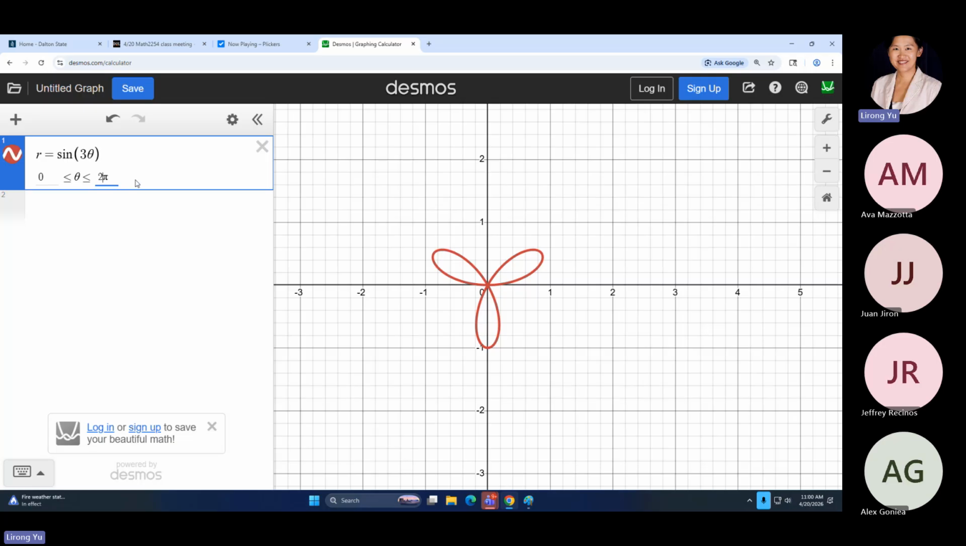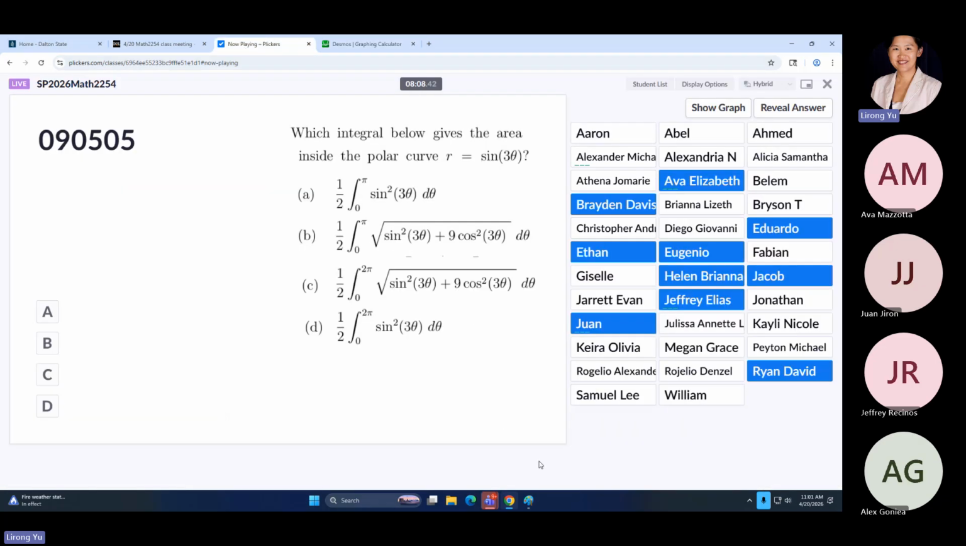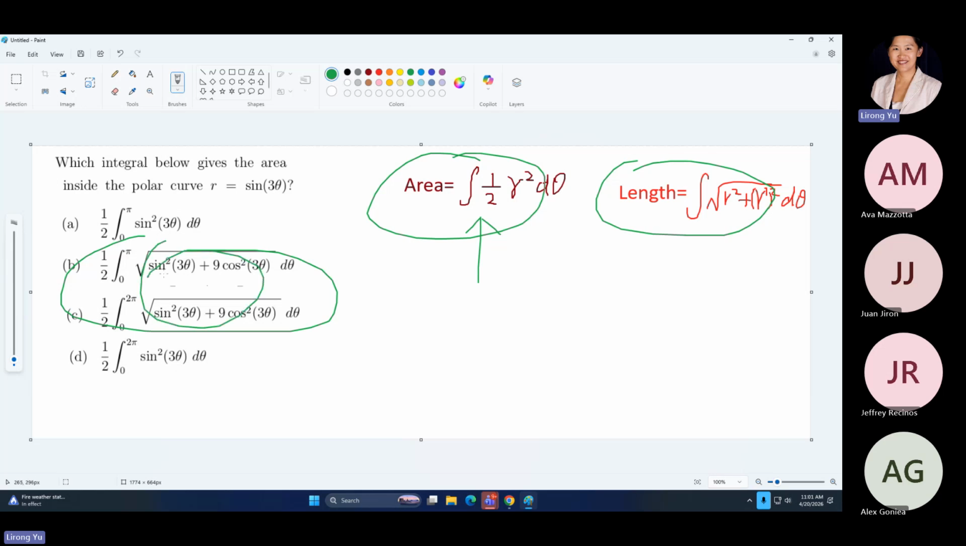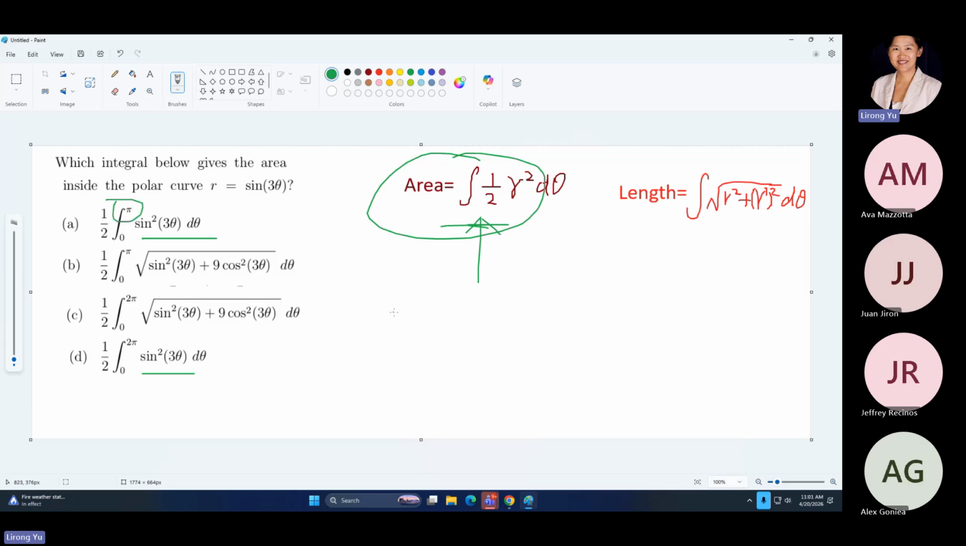So basically, the right range we should use is 0 to pi. This formula is for the area calculation. That formula is for the length. You can see these two are using the wrong formula because they're using the length formula with the square root. The right one for the area calculation is 1/2 r squared d theta. Then we realize A and B are identical, but the right range should be 0 to pi instead of 0 to 2 pi. So I think the right choice should be A.